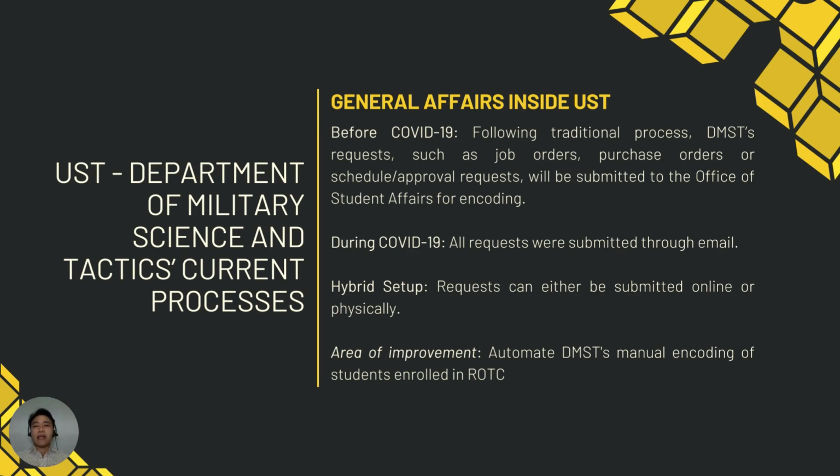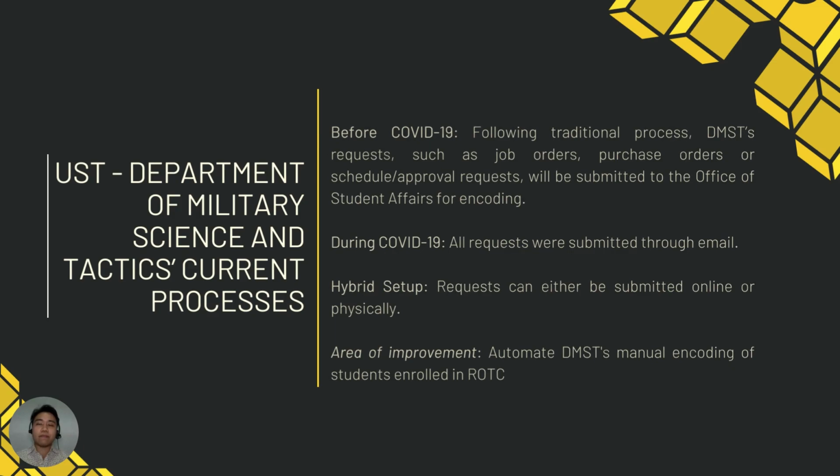From an analysis I did, taking into point about improvement, it is to improve the process of providing a list of enrolled ROTC students to DMST. At present, the UST Registrar's Office submits a PDF to the DMST office, wherein the DMST will require lengths of manual encoding.